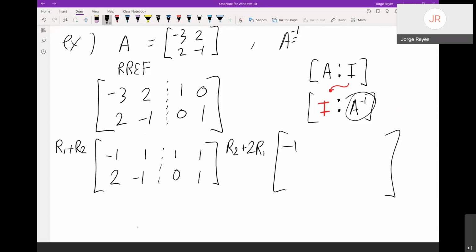Then I'm going to do row 2 plus 2 row 1. So negative 1, 1, 1, 1. So this is 0. So 2, so this is going to be 1. So I did a 2, so it's going to be a 2, and this is going to be a 3.